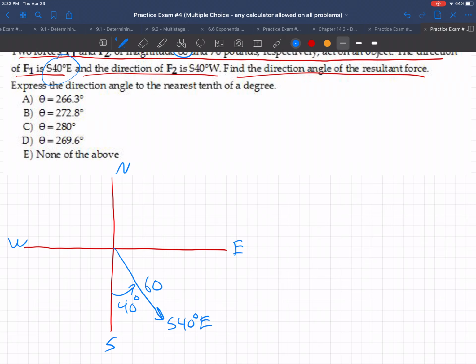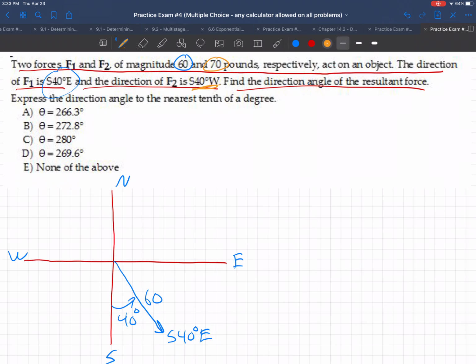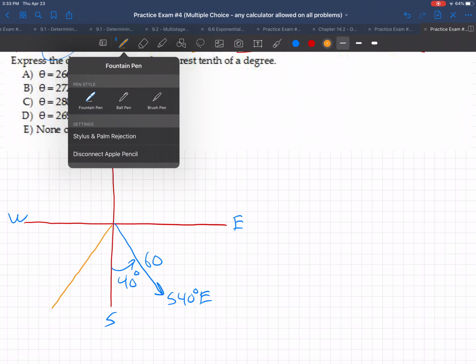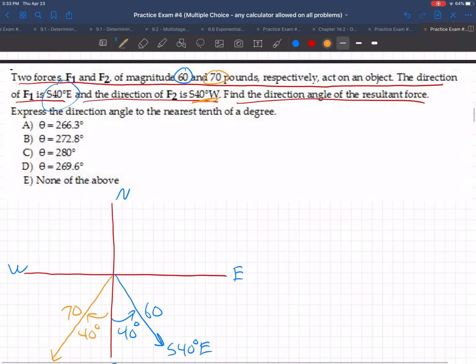And then the other vector is 70 pounds, south 40 west. So this direction, and a little bit longer, that's probably too much. A little bit longer, and it's 70 pounds, 40 degrees this way, south 40 west. There we go. Okay, so now there's 3 steps in this process.